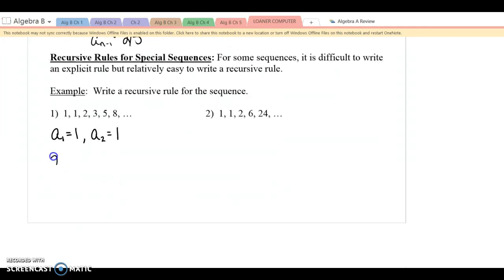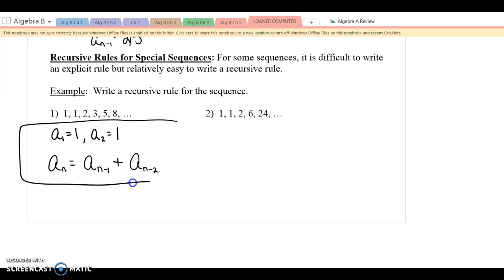Okay, the nth term is the previous term plus the term that comes before the previous term. So if n minus 1 is the previous term, what would be the term that comes before that? N minus 2. So a sub n minus 2. This is the recursive rule for the Fibonacci sequence. This symbol basically means the previous term, and this symbol means the term before the previous term.